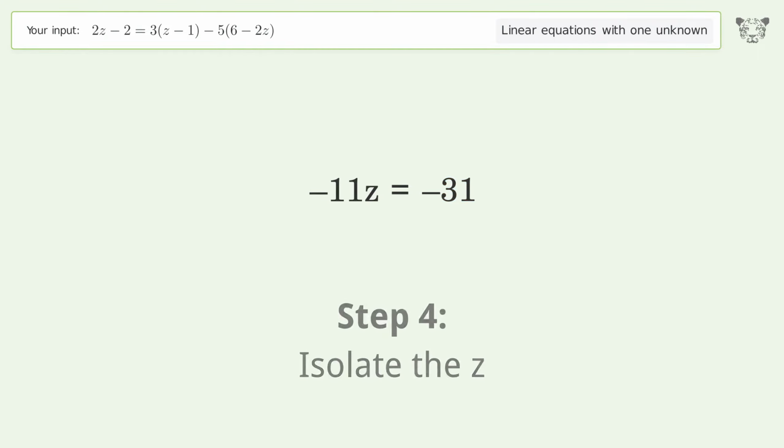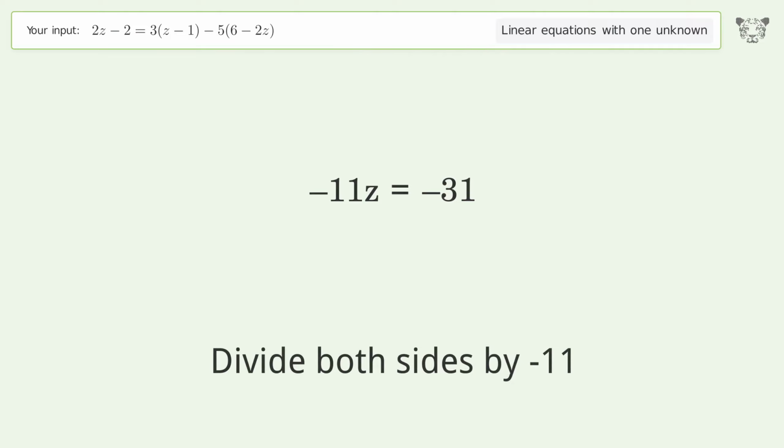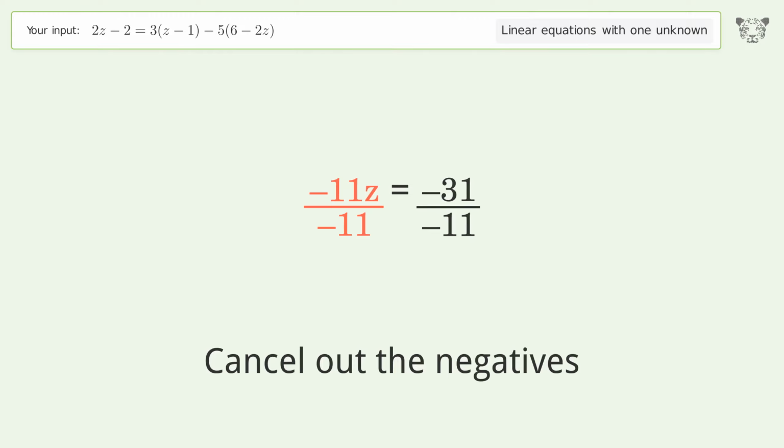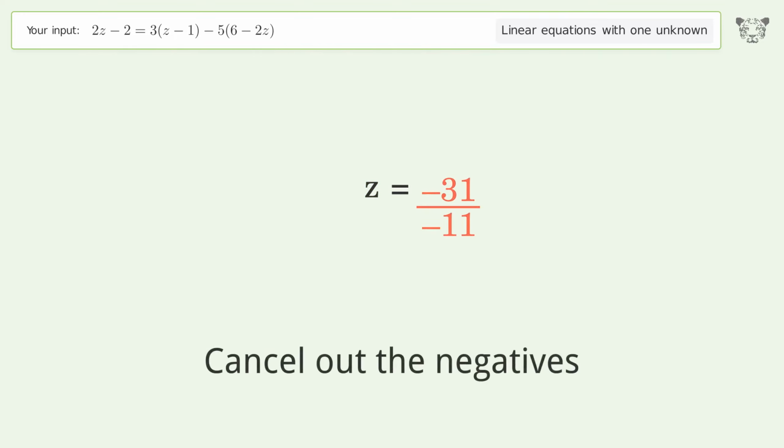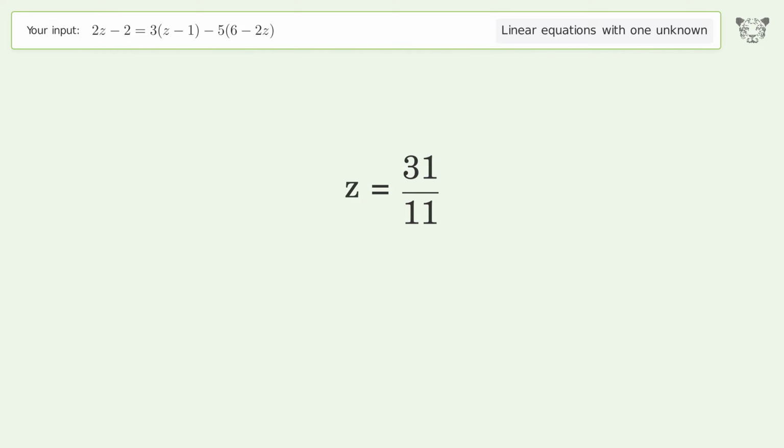Isolate the z. Divide both sides by -11. Cancel out the negatives. Simplify the fraction. Cancel out the negatives. And so the final result is z equals 31 over 11.